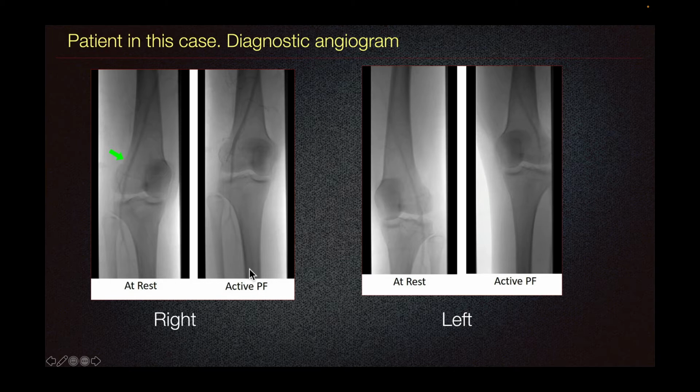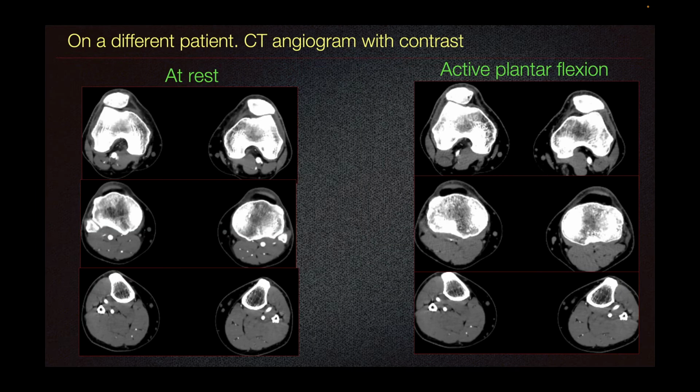rest, and on active plantar flexion, we can see that there is severe narrowing of the popliteal artery. On the contralateral side, we can again see a patent popliteal artery at rest and severe stenosis on active plantar flexion. This patient's diagnosis is compatible with popliteal artery entrapment. However, the cause could not be elucidated from this diagnostic angiogram.